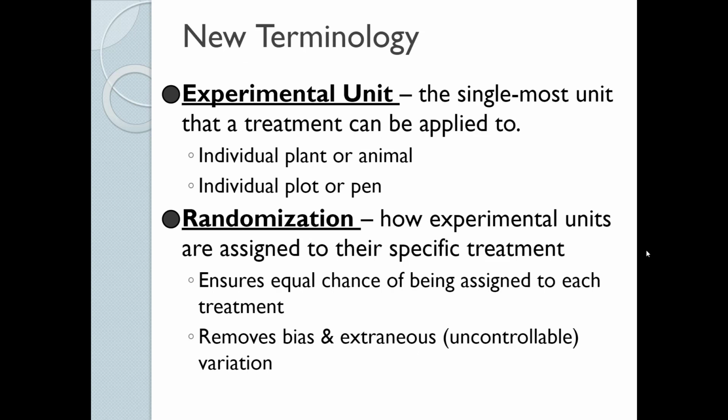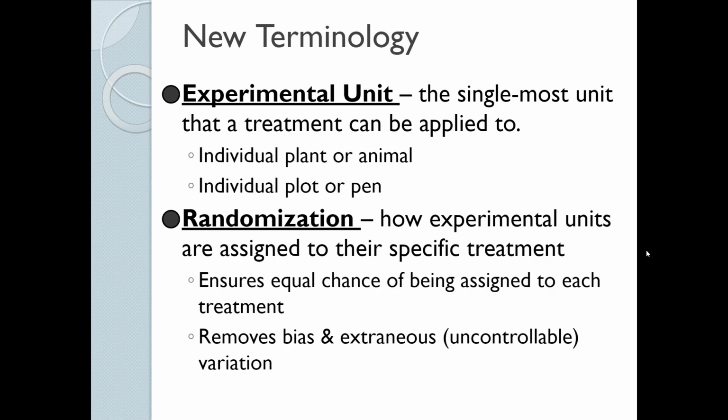The third term that we need to make sure we have a good handle on is experimental unit. You're going to hear this term come up over and over and over again, but it is the single smallest unit that a treatment can be applied to. So it could be an individual plant, an individual animal, it could be a whole entire plot, or a whole entire pen.